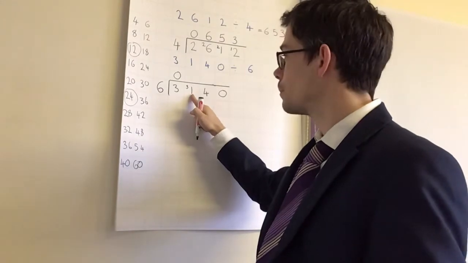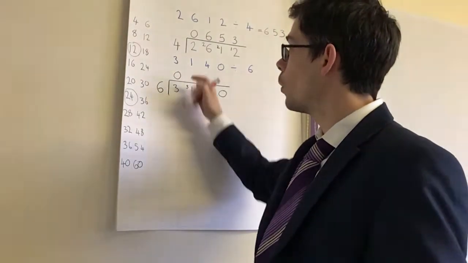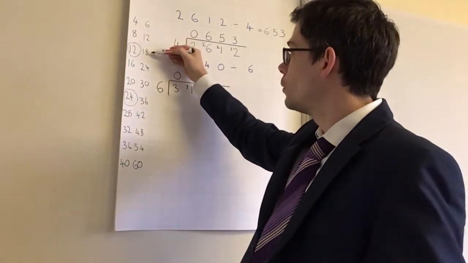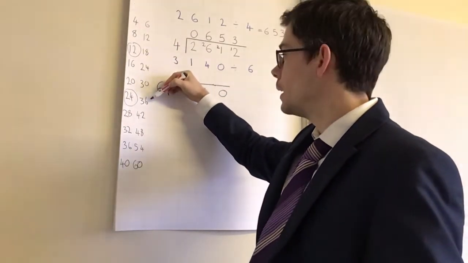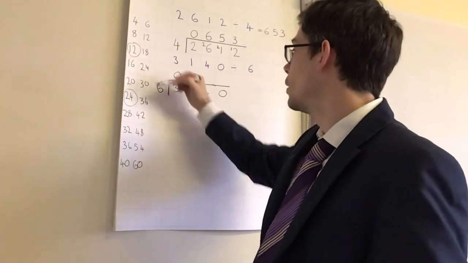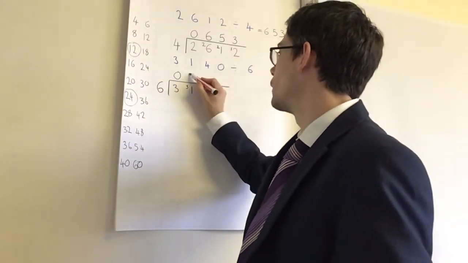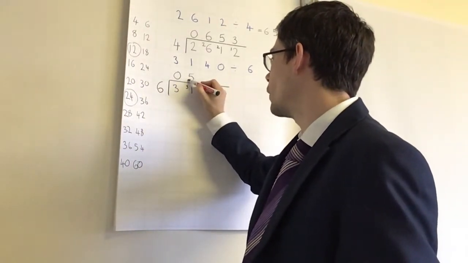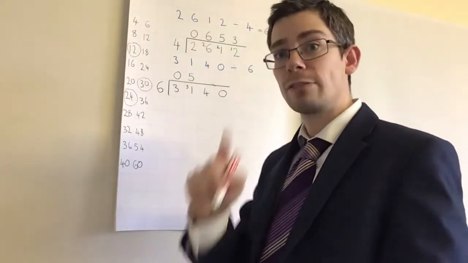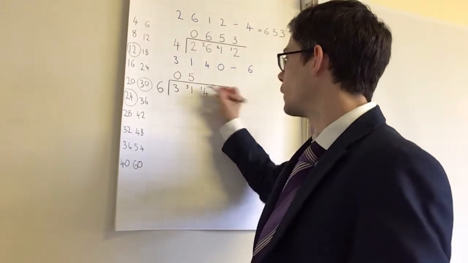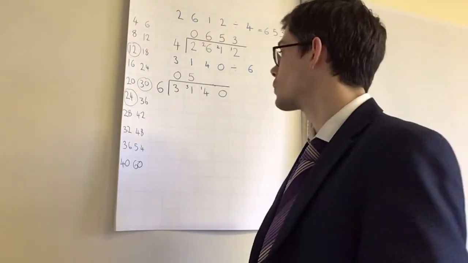31 hundreds. How many 6s into 31? 1, 2, 3, 4, 5. I can't do 6 because that number is too big. I can fit 5 in because that would be 30. So the 5 goes above the 31, but I know that I've only used 30, so there's 1 left over, and that goes into the next column, into my tens column.